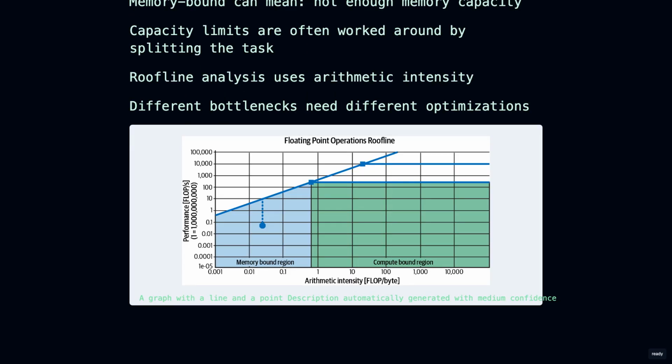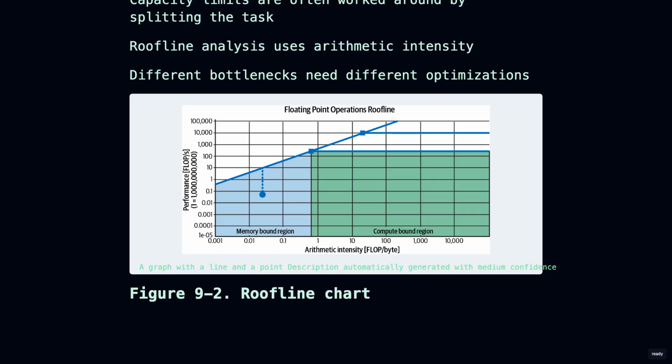This chart shows the basic roofline idea. The shape tells you whether performance is being limited by compute or by memory movement. Notice that the axes are on a log scale, which helps compare workloads across a wide range. This figure is the visual reference for roofline analysis. Keep it in mind as we map real workloads to either the compute roof or the memory bandwidth roof.